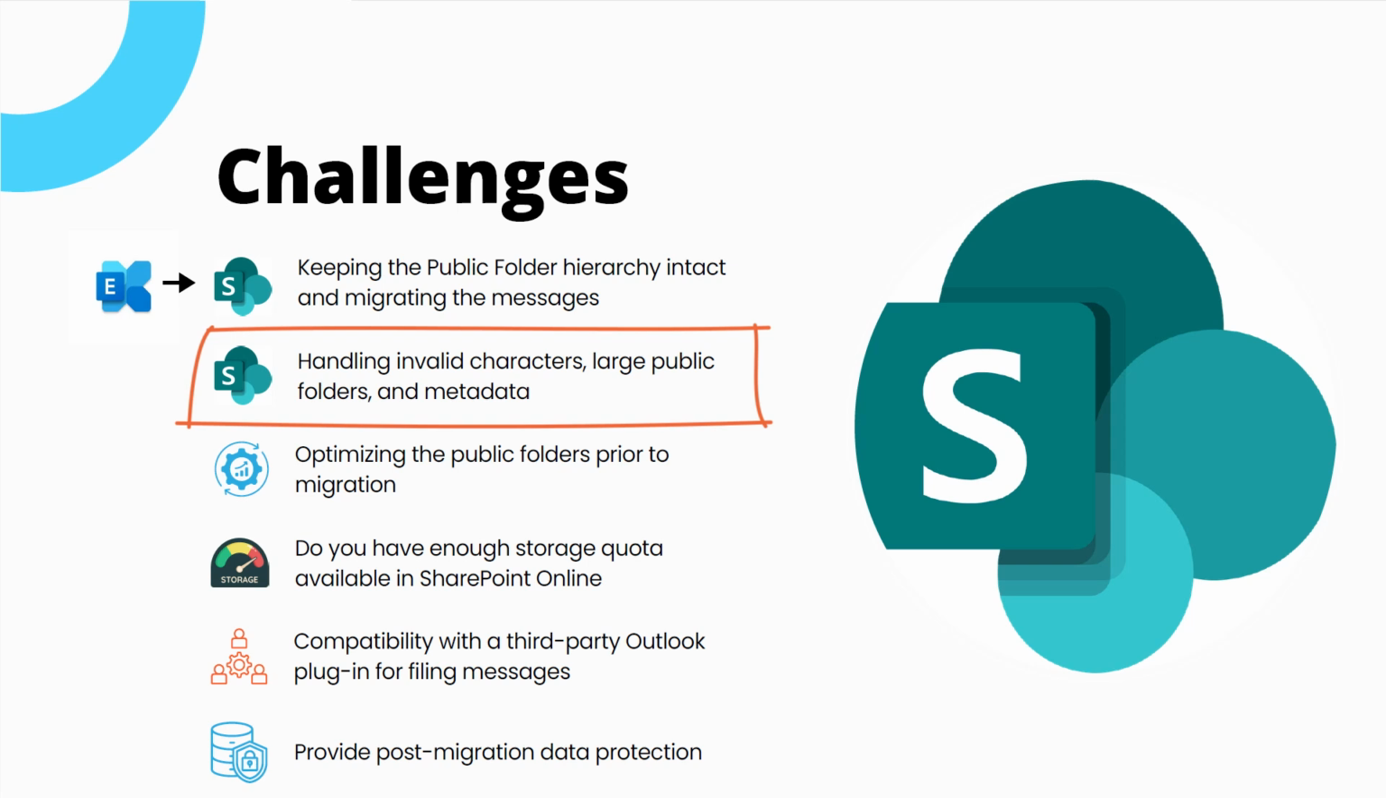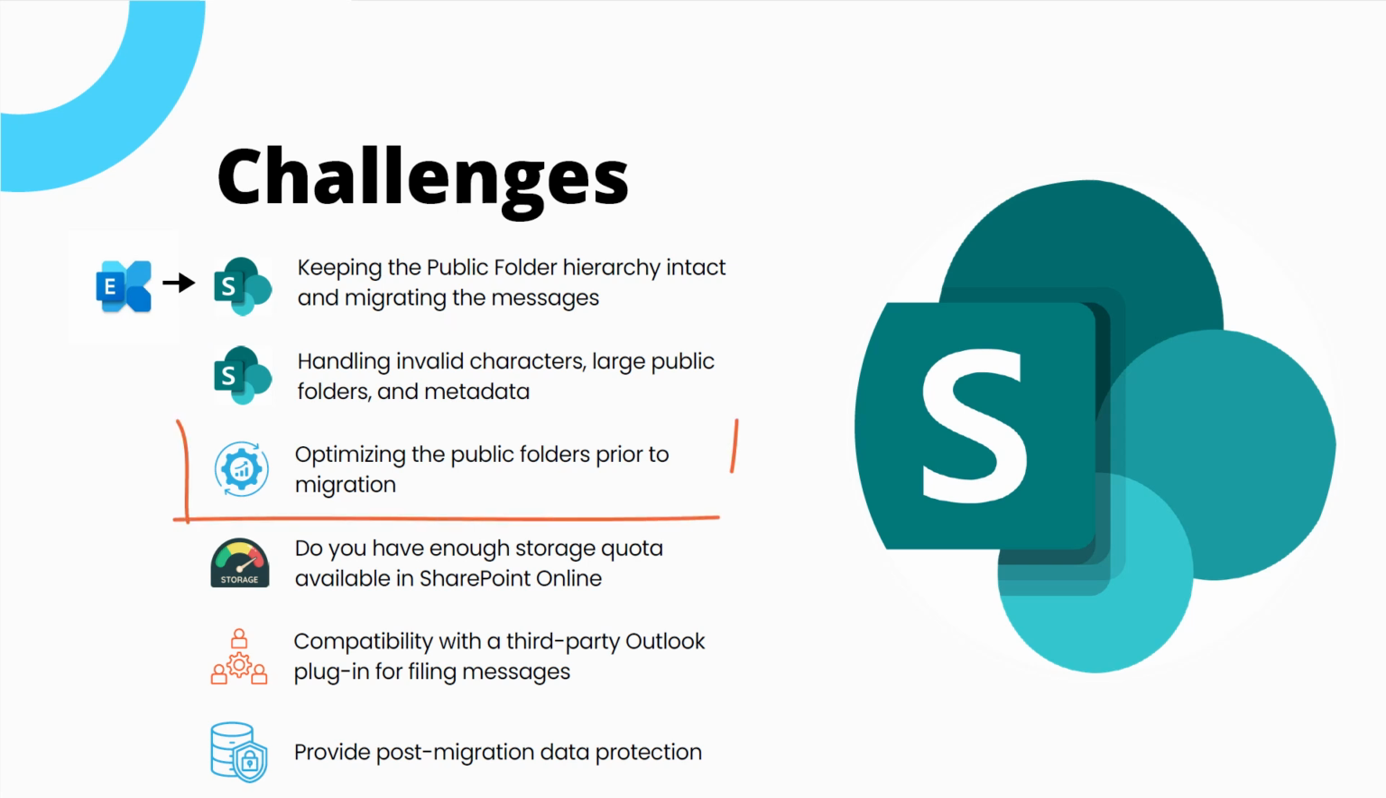Then there's metadata. Can you bring over certain properties in the messages that you're migrating and have that information in separate SharePoint columns, such as to, from, subject, whether or not it has attachments? Can you give them that kind of view that starts to give them the feel of working in Outlook, but they're in SharePoint Online?